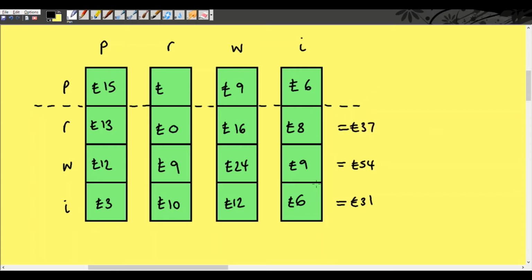And we're not sure of this one yet. But just for a second, let's just add up the others. 15 plus 9 plus 6 is 30. So let's just put 30 for now in brackets.